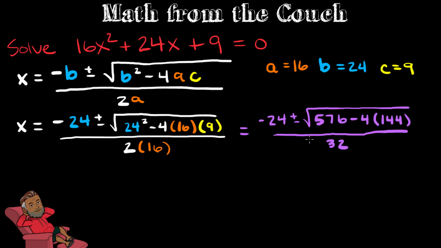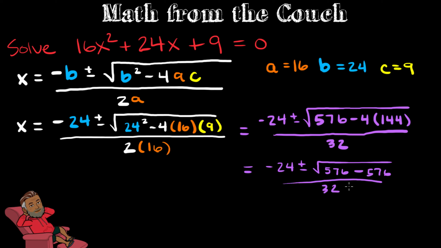All right, next. We have to simplify this thing. The only thing I can do right now is multiply the 4 and the 144, and this is going to give us negative 24 plus or minus the square root of 576 minus, and 4 times 144, we're kind of lucky, is 576, divided by 32. Next, simplify what you can. Looks like the only thing I can simplify really is the 576 minus the 576, which gives me negative 24 plus or minus the square root of 0, because when you subtract a number from itself, you get 0, over 32. All right, the square root of 0 is just 0.